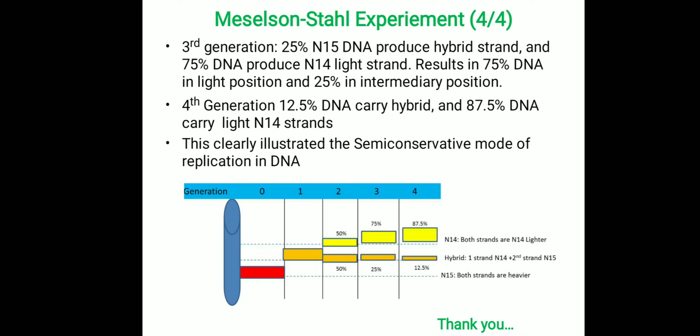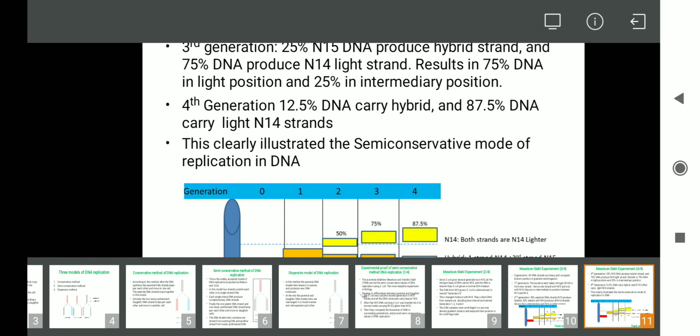So this method clearly pictures that the DNA mode of replication is semi-conservative. From the parental DNA, always one strand exists in the daughter cell and another newly synthesized strand forms the duplex in the daughter cells. So this is the most excellent experiment to prove the semi-conservative method of DNA replication.